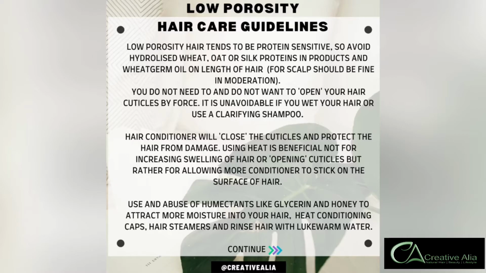So, low porosity hair care guidelines. Low porosity hair tends to be protein sensitive, so avoid hydrolyzed wheat proteins, oat, silk, any kind of proteins. You can use them in moderation, but very sparingly. Wheat germ oil also is very protein rich, so try to avoid using wheat germ oil on the length of your hair. You could use it on your scalp, but still in moderation too.